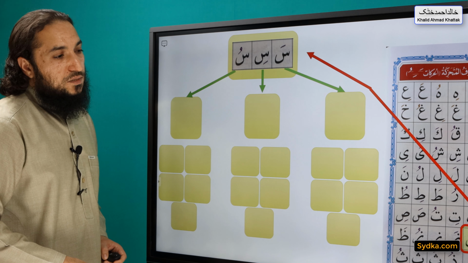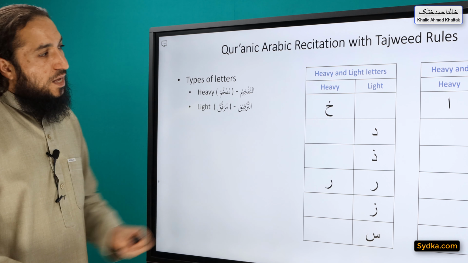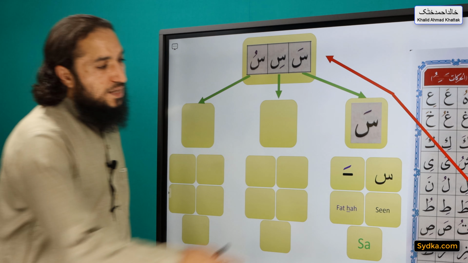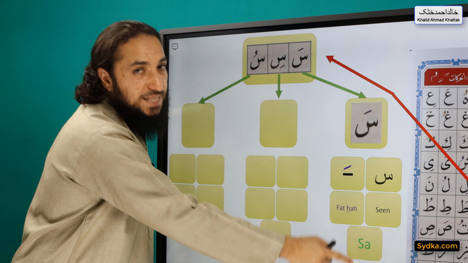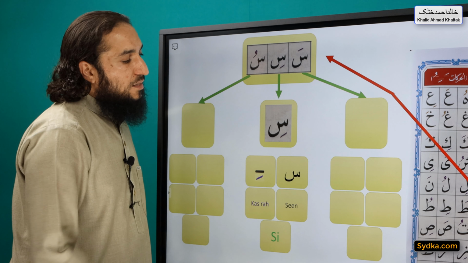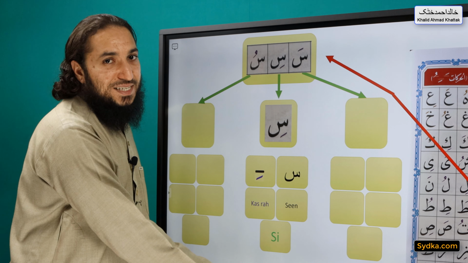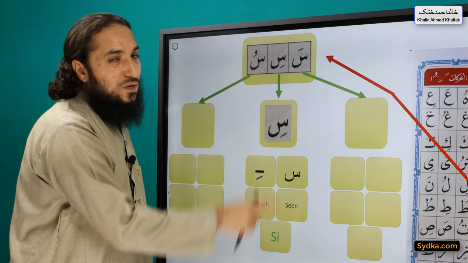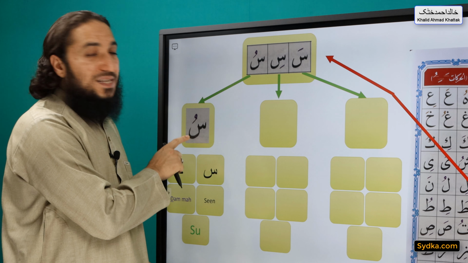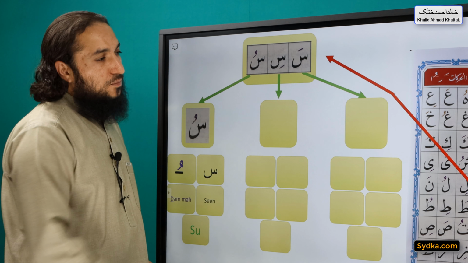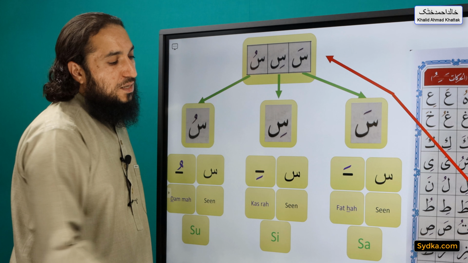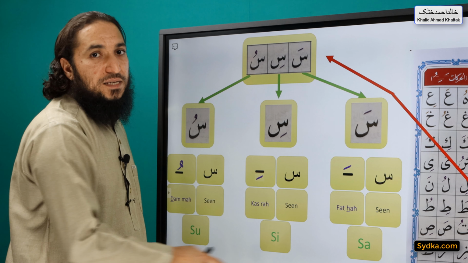The next three syllables are about the letter Sin, and Sin is one of the light letters. Sin fatha Sa. Sin kasra Si. Sin dhamma Su. Sa, si, su.